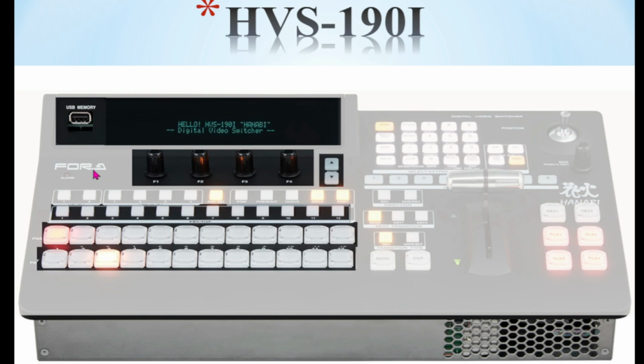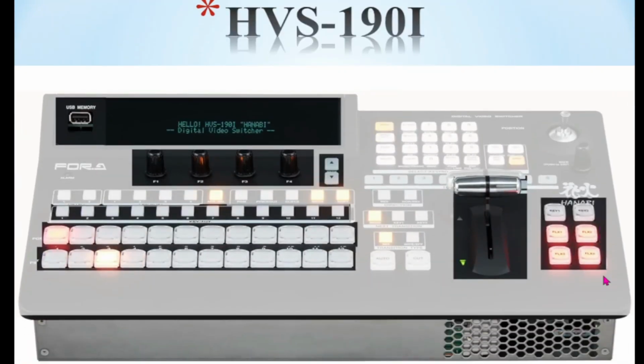Now come to the key section. These are the 6 key buttons: key 1, key 2, flex key 1, flex key 2, flex key 3, flex key 4. And this is the lever, or you can say fader, for smooth transitions from preview to PGM and from PGM to preview.